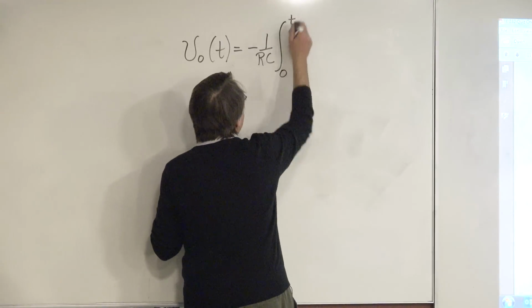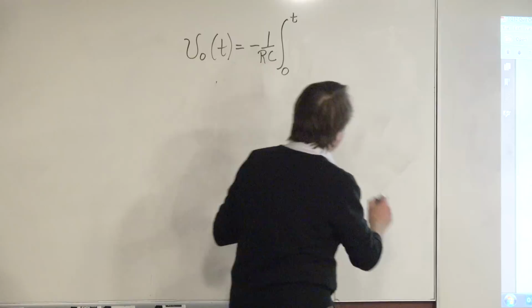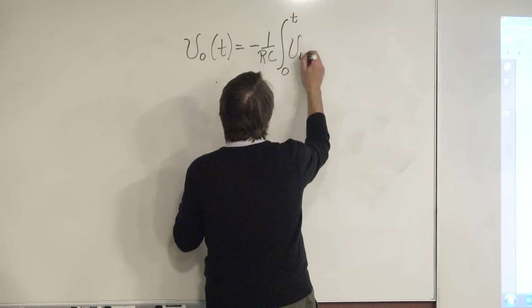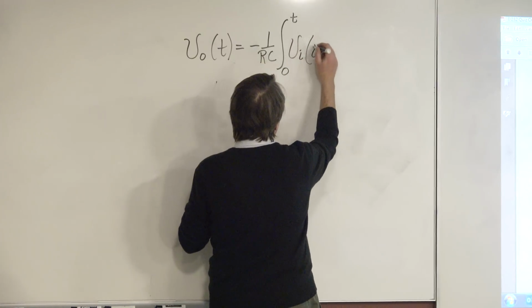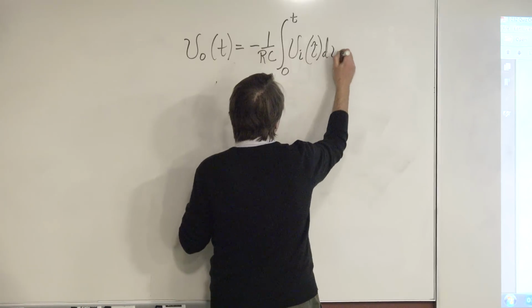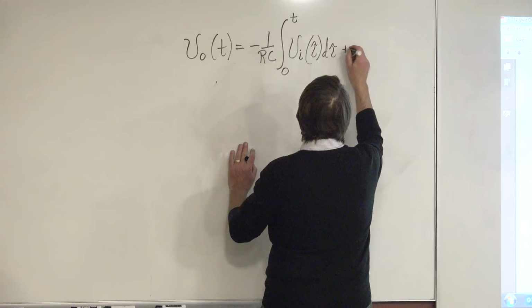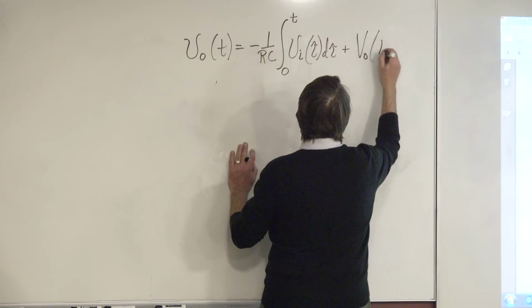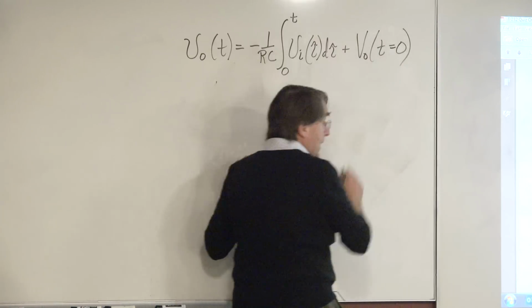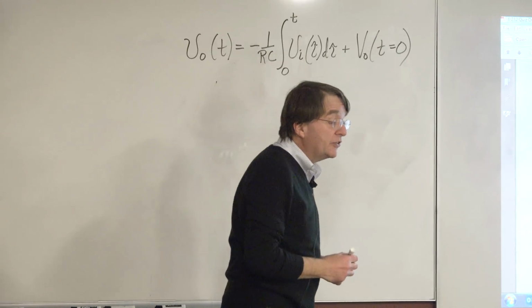The integral from 0 to T of V in of tau, a dummy variable for integration. I call it tau. It's not the time constant. Times d tau. Then plus V out at T equal 0. Now, you don't have to know this formula. This is given.